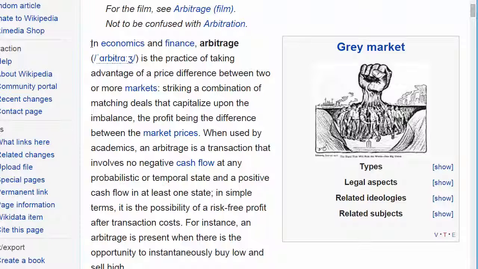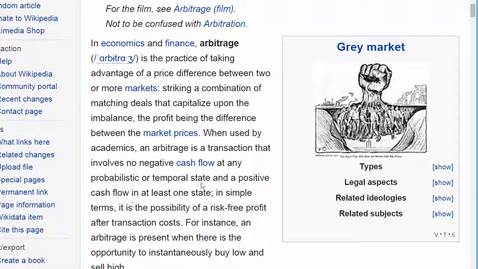So here's Wiki's website, and this is how they explain what arbitrage is. In economics and finance, arbitrage is the practice of taking advantage of a price difference between two or more markets, striking a combination of matching deals that capitalize upon the imbalance, the profit being the difference between the market prices. When used by academics, an arbitrage is a transaction that involves no negative cash flow at any probabilistic or temporal state and a positive cash flow in at least one state. In simple terms, it is the possibility of a risk-free profit after transaction costs. For instance, arbitrage is present when there is the opportunity to instantaneously buy low and sell high.